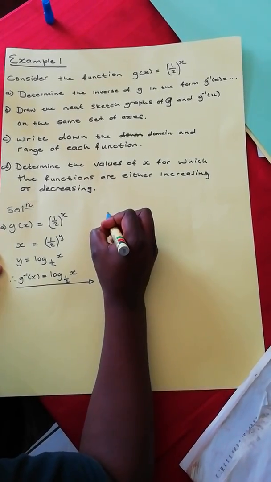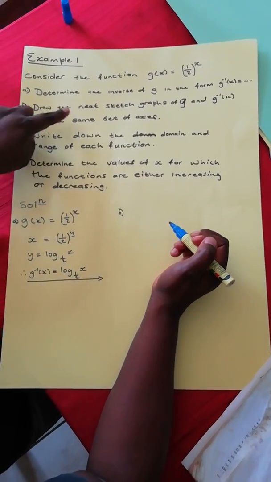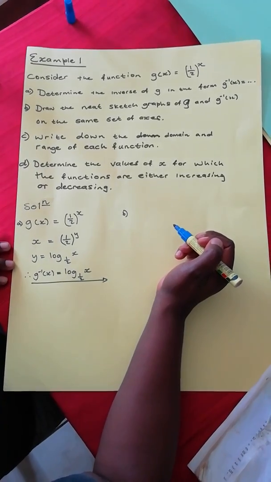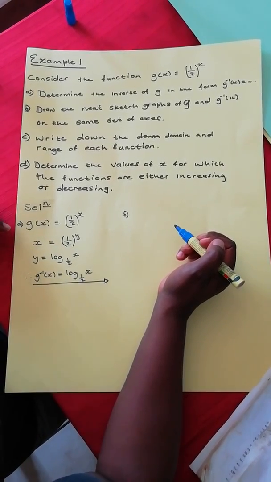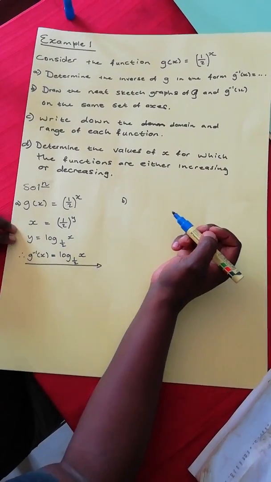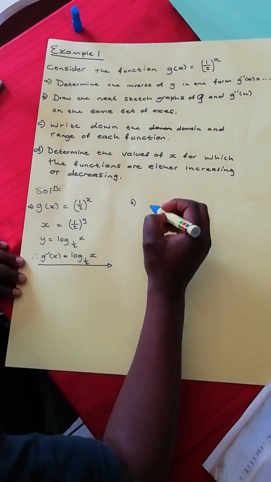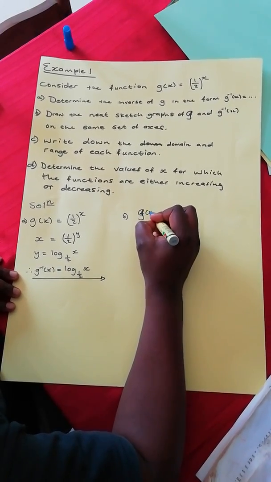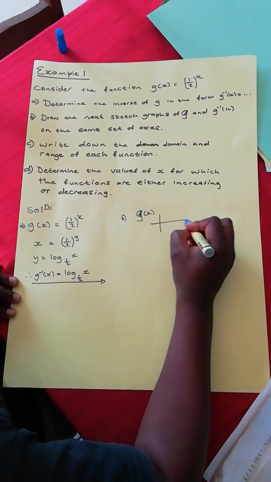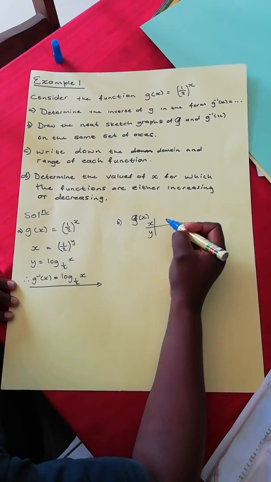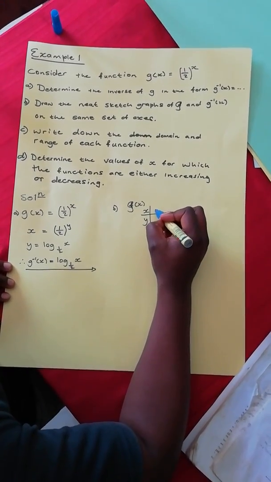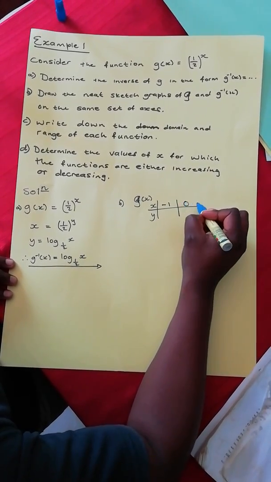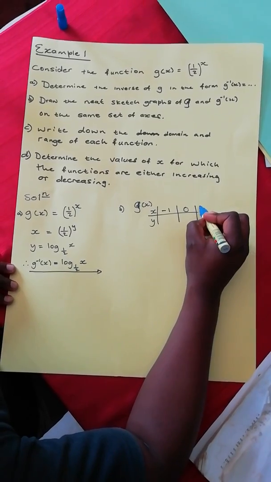Number B, they say draw the neat sketch graph of g and the inverse of g on the same set of axes. So step number 1, we make a table for g of x. It is x and y, and we take x equal to -1, when x equal to 0, and when x equal to 1.